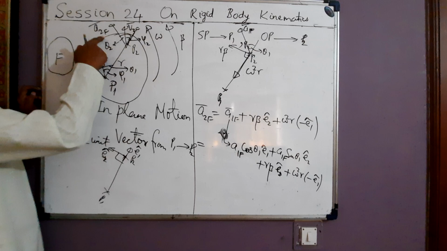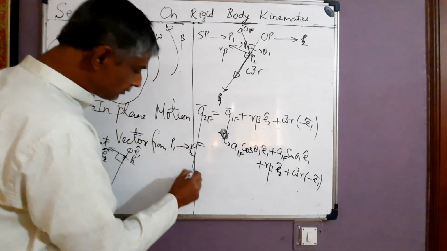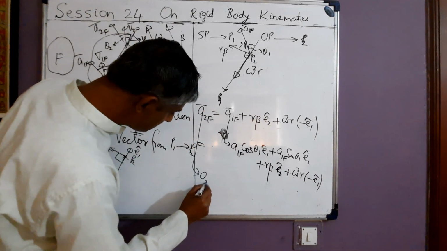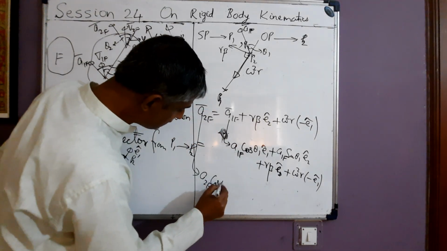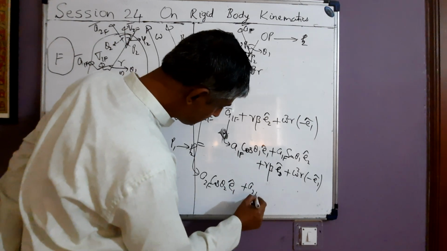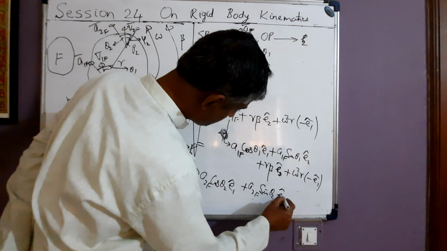Now acceleration of P2 is what? A2f. It makes an angle of theta 2 with this line. This also I'll write down in E1, E2 unit vector notation. So this A2f will be written as A2f cos theta 2 E1 hat plus A2f sin theta 2 E2 hat.